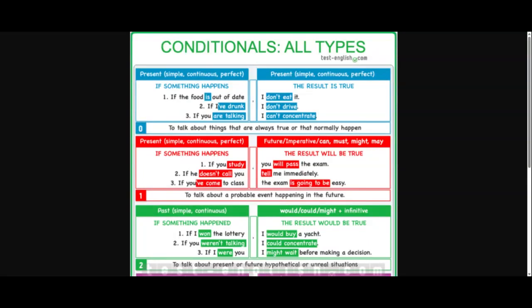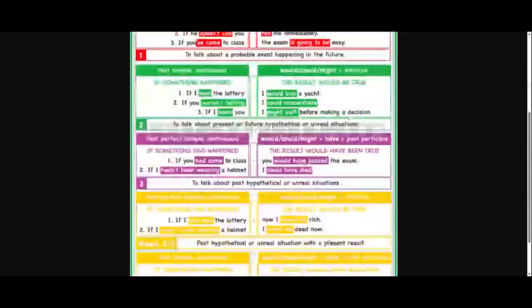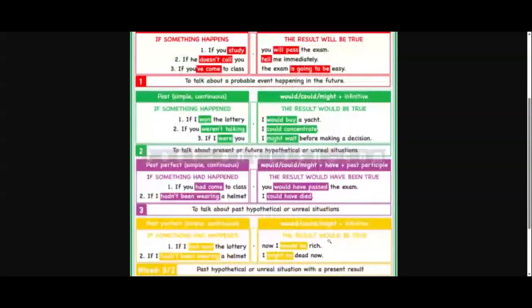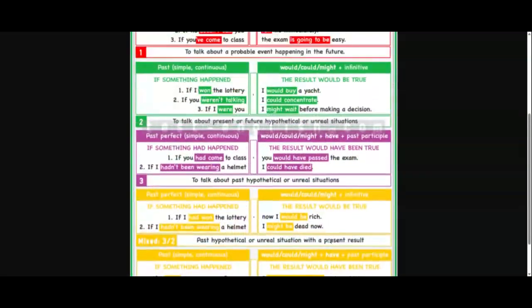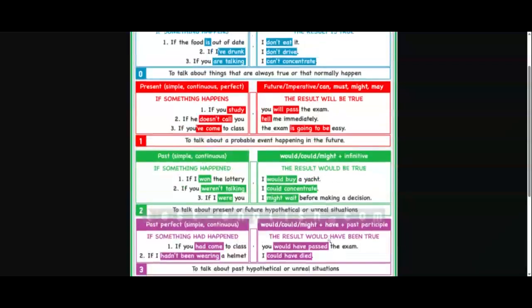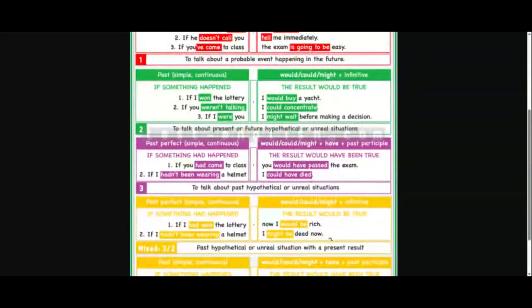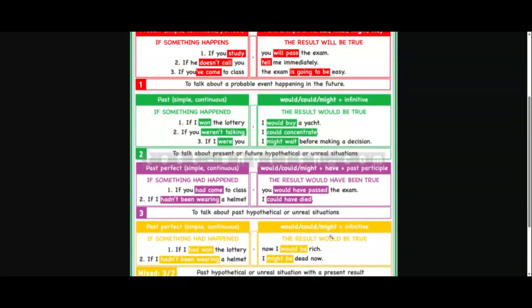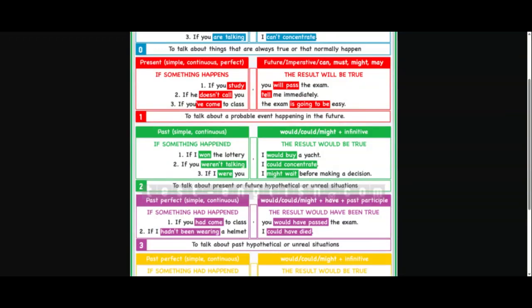Okay? Why is this very important? Because in this unit, you only learn things about zero and first conditional. But you need to be aware that you also have second conditional, third conditional, and mixed conditionals. Very quickly. A second conditional is to talk about present or future hypothetical or unreal situations. And we also have here very specific combinations of verbs. In the if clause, you need to use simple past or past continuous.